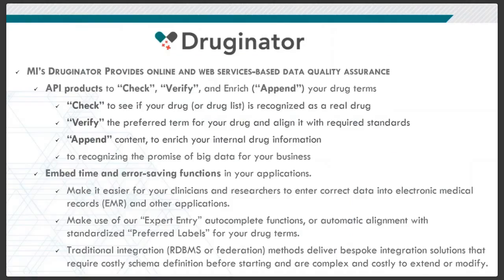Last but not least, we have a set of products. I like to call them the terminators. They work with different healthcare life science terms. So our first Terminator product that we're releasing is called Druginator. This is just a web service you can go to online. We provide APIs. You can plug this right into your system. You can upload a drug to check and see if it's known, to verify what the preferred label would be, enrich it with additional information, that sort of thing.